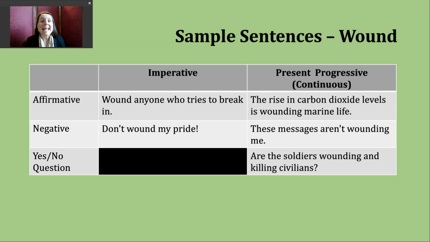Now, if I want to make a negative present progressive sentence, what I'm going to do is use a present form of be. So am, is, or are. Then I use not. Then I use that ing form of the verb. Here's another example. These messages aren't wounding me, right? So maybe someone's writing some really negative things online or in text messages.